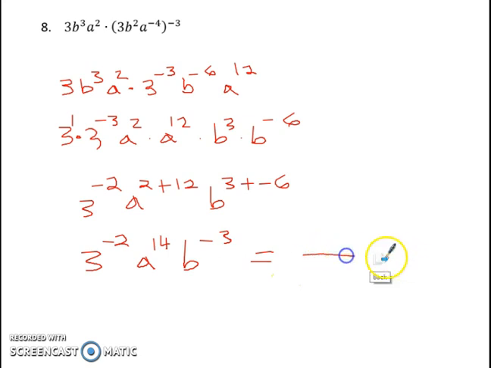I need to cross the line and change the sign of the exponents that are negative. So I'm going to pull the 3 to the -2 down, and it becomes 3 to the +2. I'm going to pull the b to the -3 down, and it becomes b to the +3 power. Let's look at our last problem with exponents.